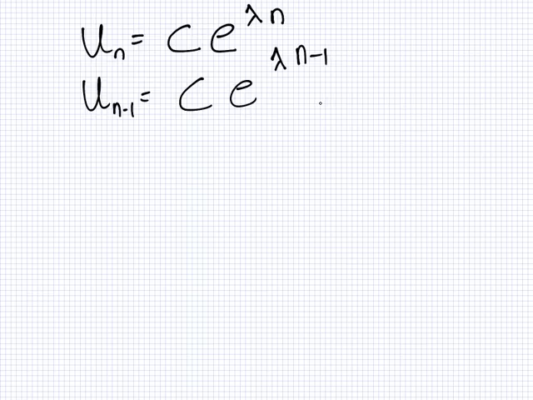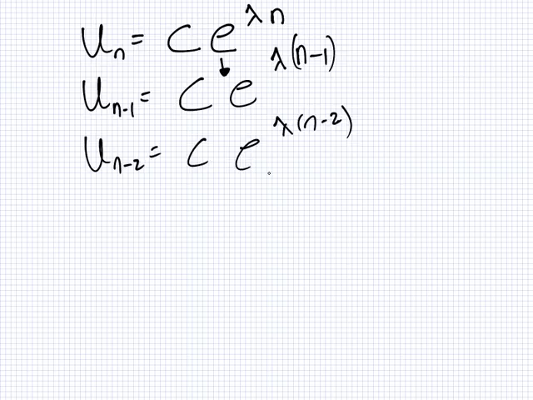Like this? Yeah. No, this is wrong. Oh no, wait, I remember. C e^(λ(n-1)). No, what's my mistake here? What's my mistake? You didn't put the brackets. Yes, that's what I think. And this is n minus 2. Okay, so that answers task A.